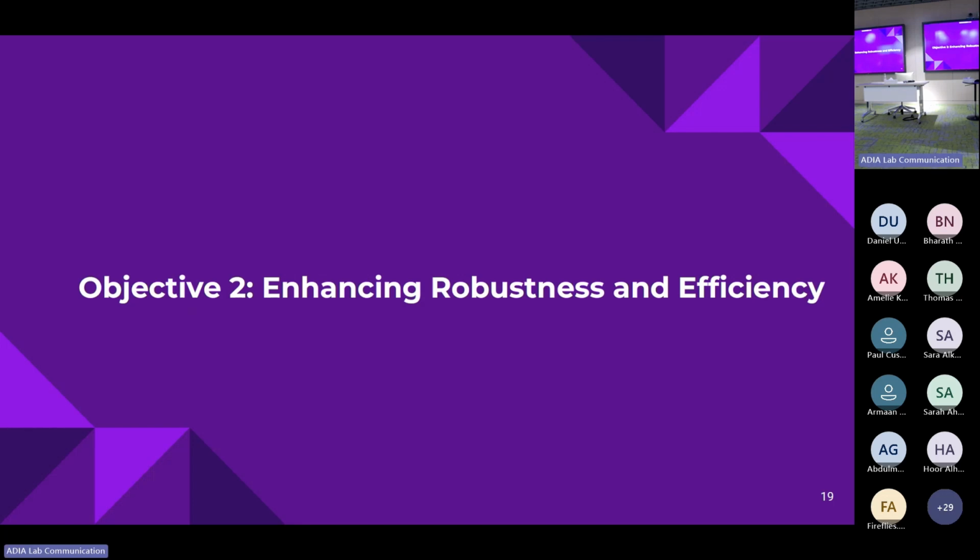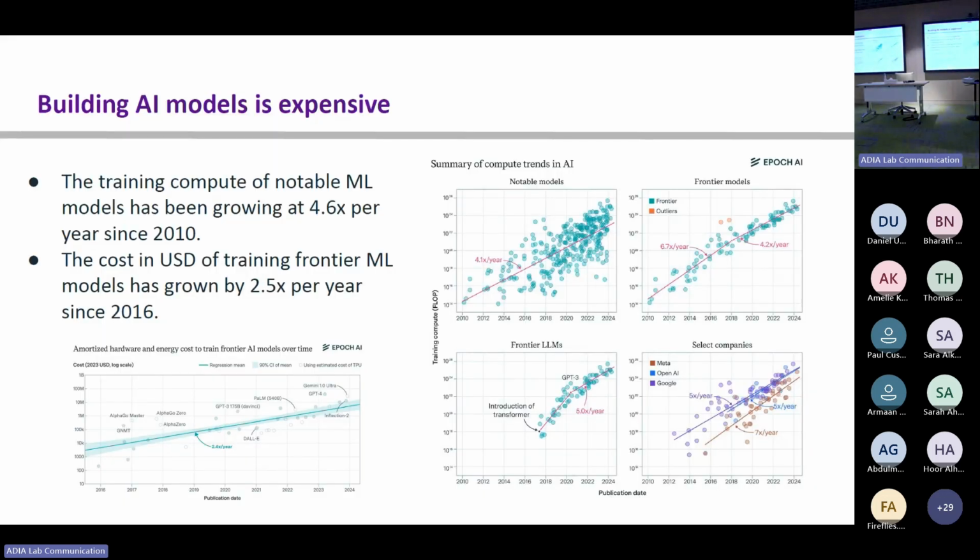But boosting performance is not always the only objective. So the second objective that we are currently prioritizing is enhancing robustness and efficiency. And by robustness and efficiency, first I'm referring to making the models more compact, but also with a good performance, because as you already all know, many of the models that are currently coming up now are exploding in terms of size, both in terms of the number of parameters, but also the amount of data that is required to train those models.